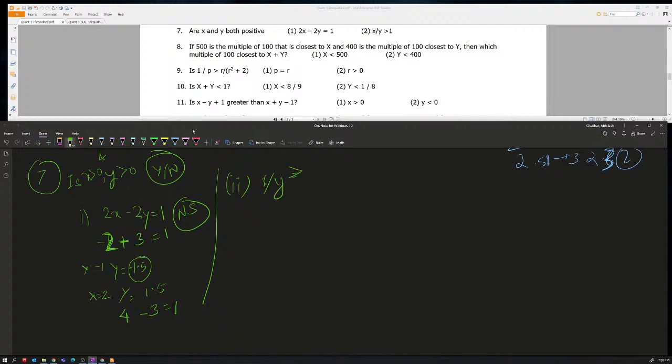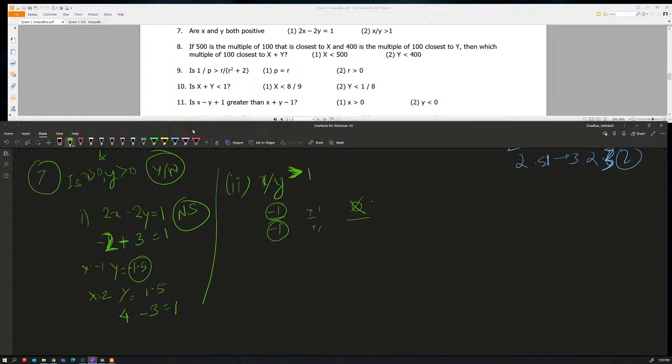Now the second statement: x by y is greater than 1. In this condition, this could be anything. Could be both positive, could be both negative. But could it have other signs? Greater than 1 means either both are negative or both are positive, or one of them is 0. But 0 is also not allowed because it's greater than 1. So it cannot be fractions.